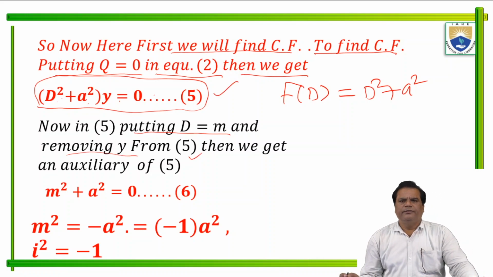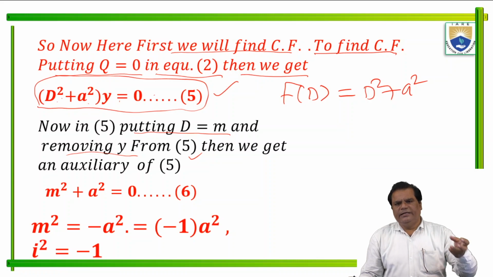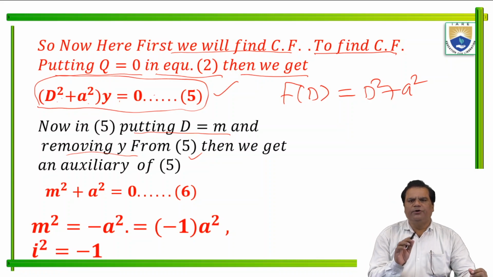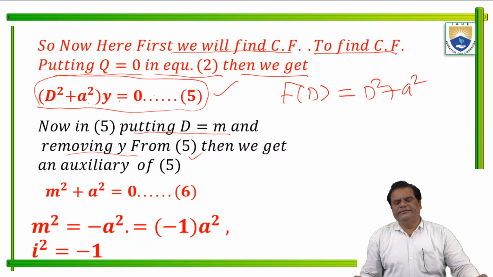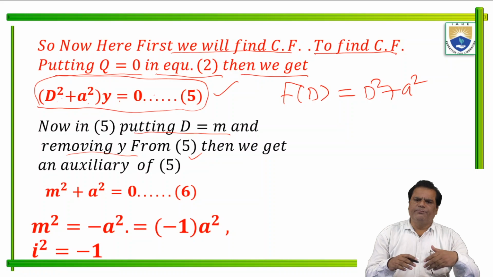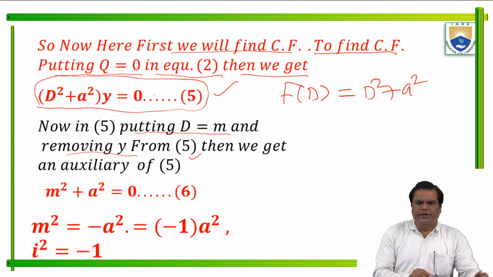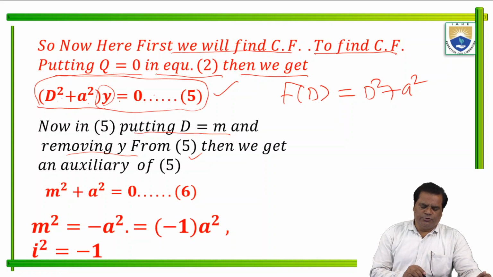In this equation we want to convert equation 5 into an algebraic equation. So putting D equal to m, where m is a number. How we can put D equal to m was discussed in detail in the last lectures. So now in 5, putting D equal to m and removing y from 5.